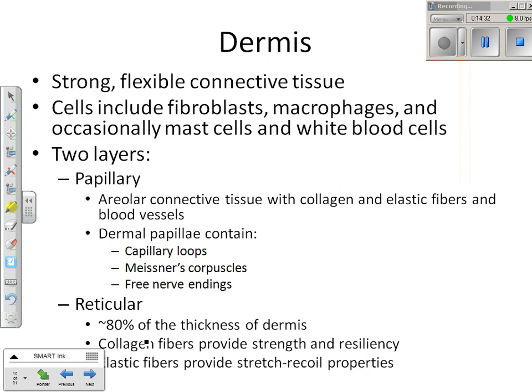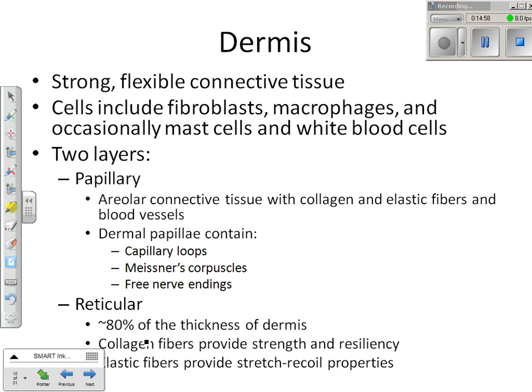Now let's move to the dermis. As you'll recall, we divided it into two layers, papillary and reticular. And if you want to refer back to your picture on page 151 in your textbook, you can see what these two layers look like in the dermis. Recall the papillary layer is a very small layer. This is the layer in which you would find areolar connective tissue.